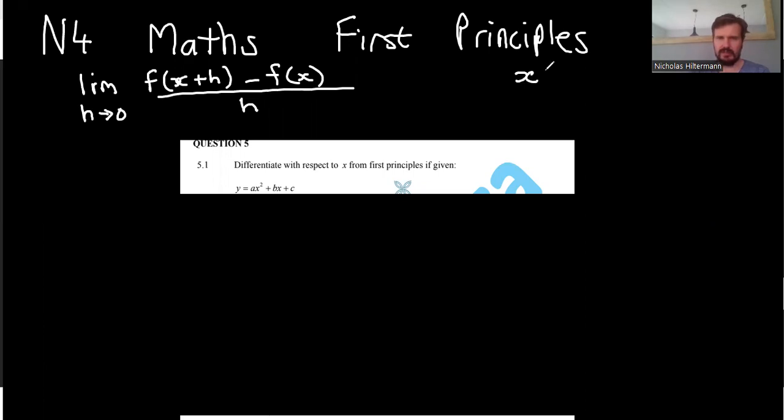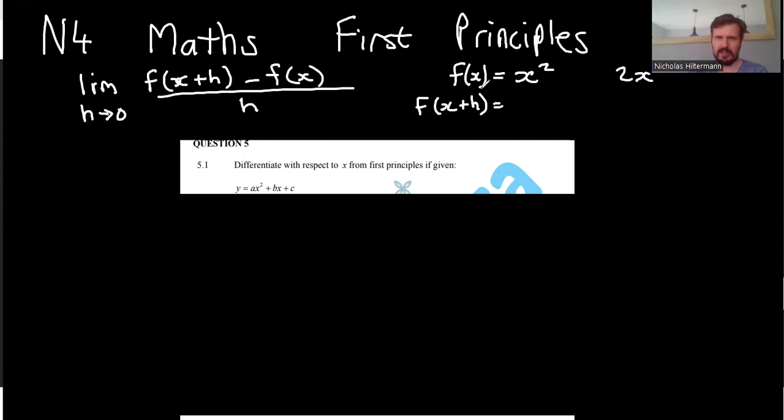So if we have f of x equals x squared, we know the derivative is 2 times x and then 1 off the exponent. But we're not allowed to do that in first principles. We have to do it a long way. And by doing it, we have to get our f of x, which is x squared. And then we have to get our f of x plus h.